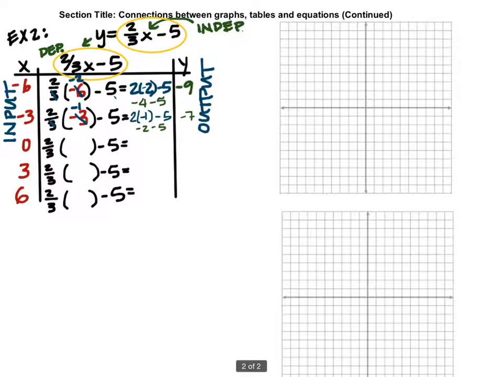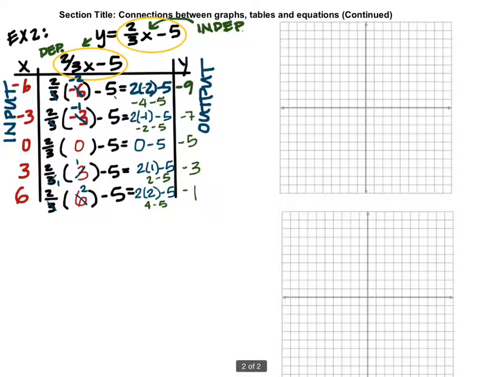Okay, still working with these inputs. I'm going to put 0 in. Lucky for us, 0 times anything is 0. So 0 minus 5 gives us a -5. We're now going to plug in the 3. So the 3 on the top and on the bottom cancel, giving me 2 times 1 minus 5. Gives me 2 minus 5, finishing off with an answer of -3. Then we're going to have 2/3 times 6. There are 2 3's in 6. So 2 times 2 minus 5, 4 minus 5 gives me a -1.